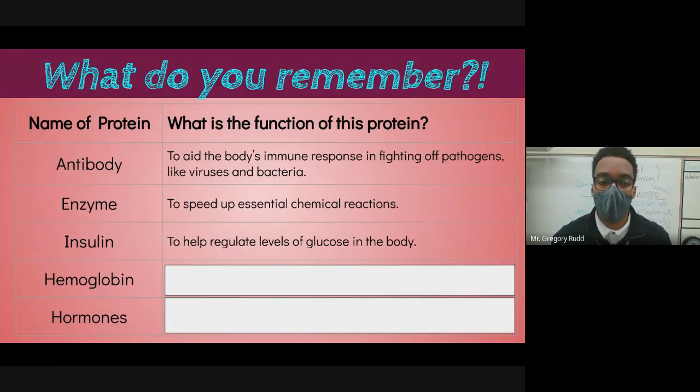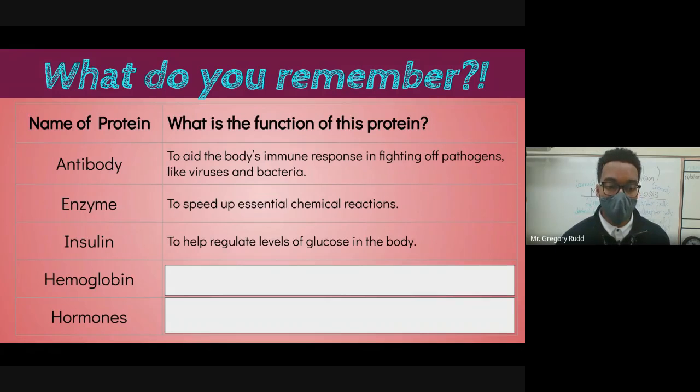We need to be able to regulate different chemical properties in our bodies: sugar, temperature, pH, oxygen, carbon dioxide. All of these things need to be balanced. And so we rely on proteins like insulin to help us maintain that balance.